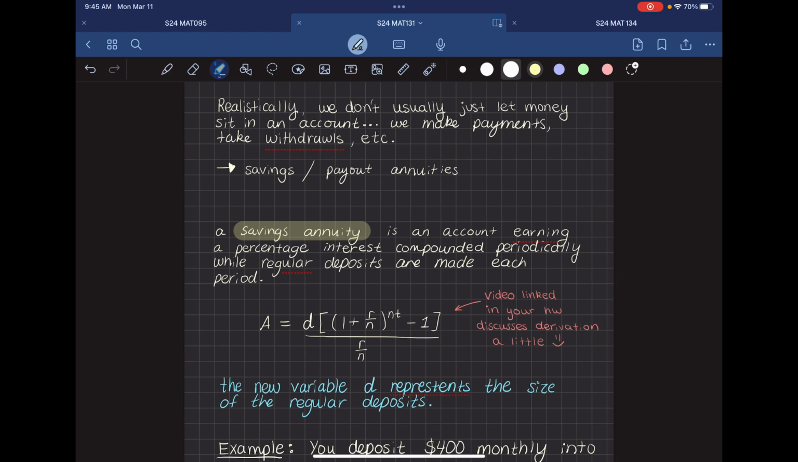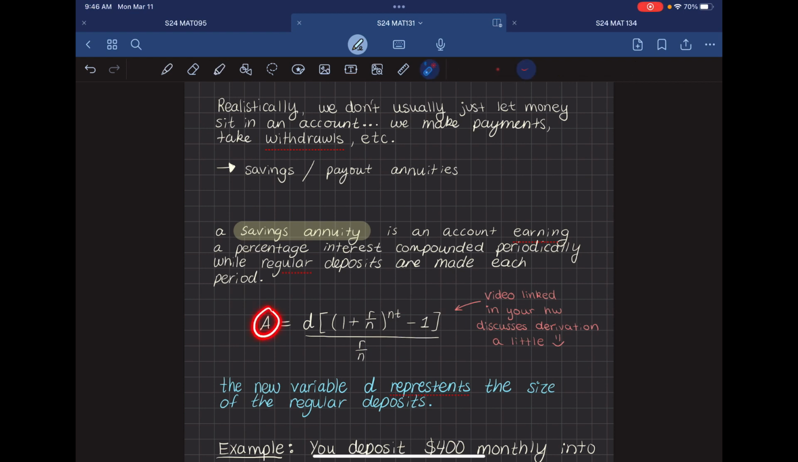So a savings annuity is an account earning a percentage interest. It's going to be compounded periodically over some amount of time, while regular deposits are being made each period. So when I say regular deposits, I mean the deposit that you're making is going to be the same each month. So maybe you've budgeted that, I'm putting $300 into my savings account each month, and you're going to stick to that. So we have a formula to figure out the amount that's in the account.